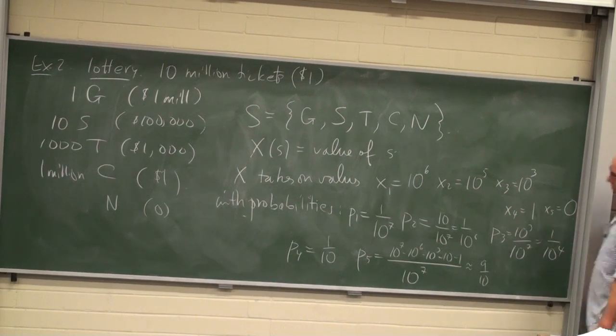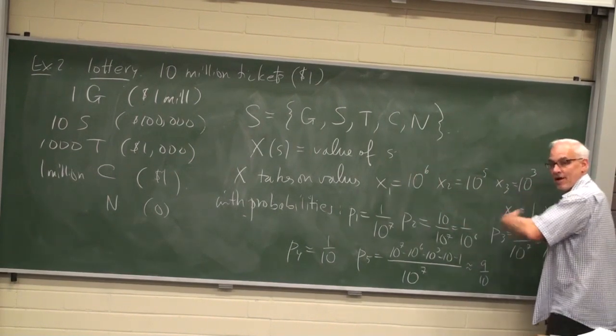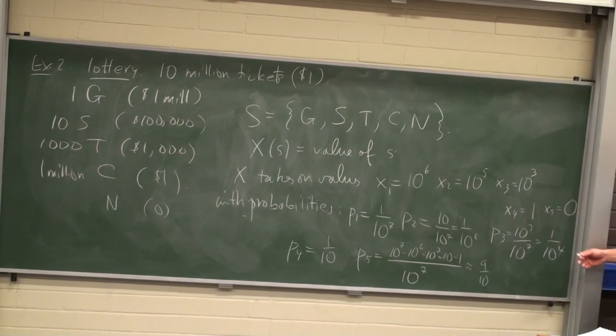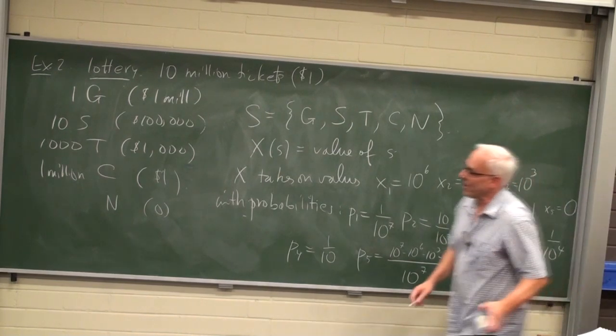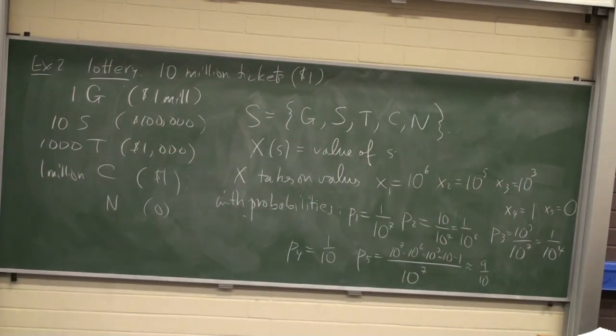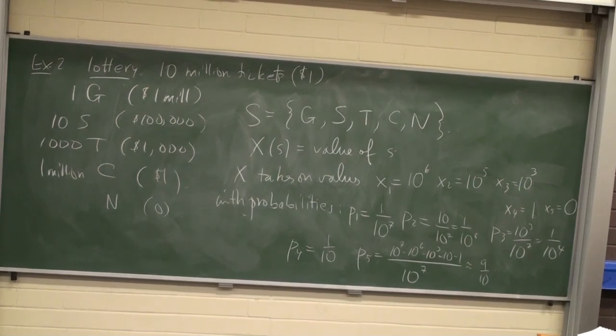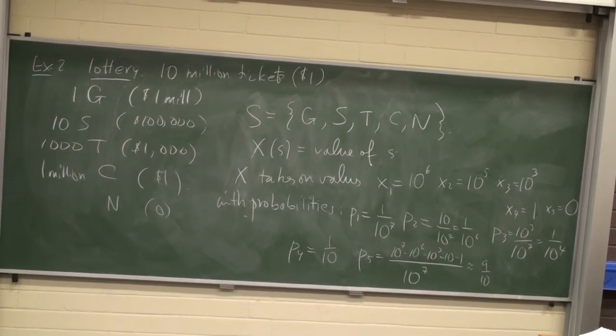So that's what a probability distribution is. We have values and probabilities. That's the probability distribution associated to the random variable, in this case, x. Now I can tell you what the three main numbers are that we associate to such a random variable. The first is the expected value, or the mean.